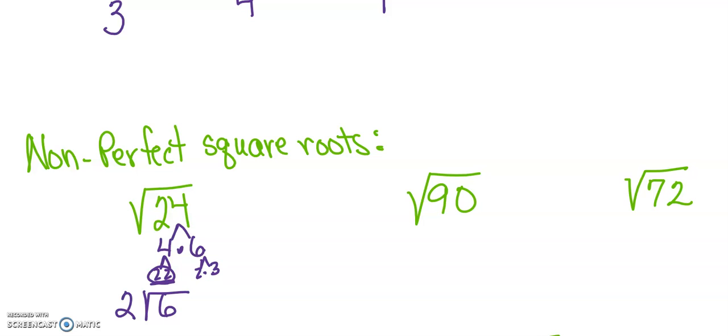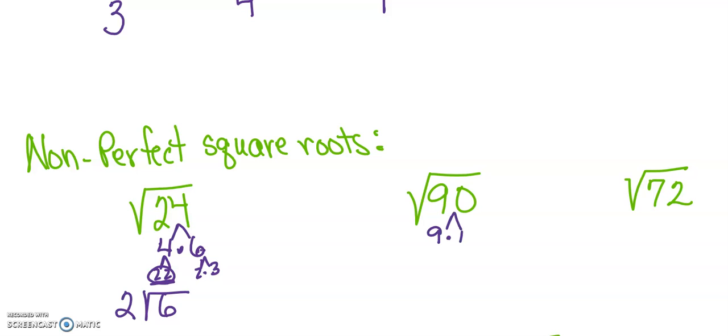So let's just make sure we're clear about this. I broke 24 down into 4 times 6. 4 is a perfect squared number. The square root of 4 is 2, so 2 came out. 6 is 2 times 3, so it's not a perfect squared number. It stays in.